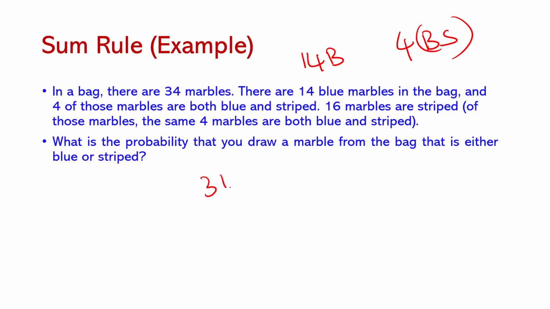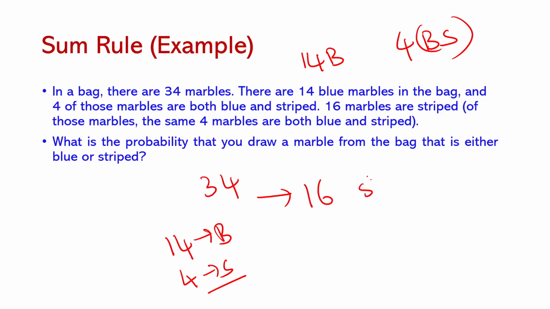See, out of 34, 14 we are telling are blue, right? In this 14, 4 of those are blue and striped. So in this there are 4 which are both blue plus striped. It means in this 14, we are having 4 striped ones. Now in this 34, 16 are striped ones.